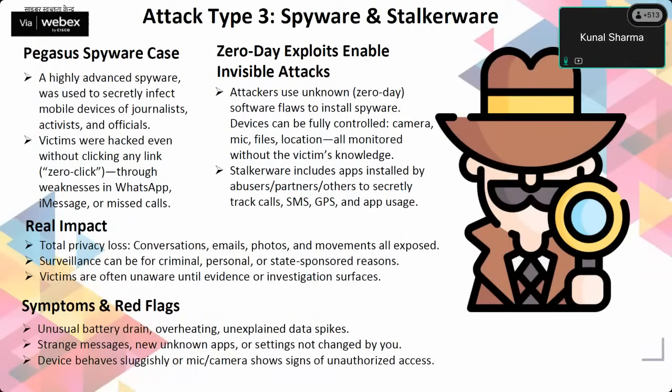So what are the red flags that we should see when these kinds of attacks are being done on our system? There will be unusual battery drain, overheating, strange messages will come, devices will behave sluggishly, microphone and camera will be on when you are not keeping them on. If we look at these details, we'll see that we are under attack.